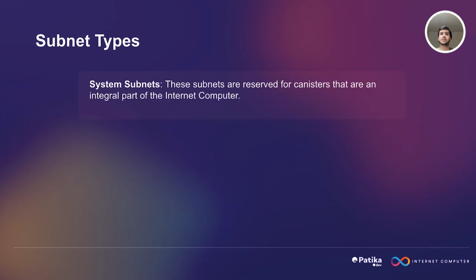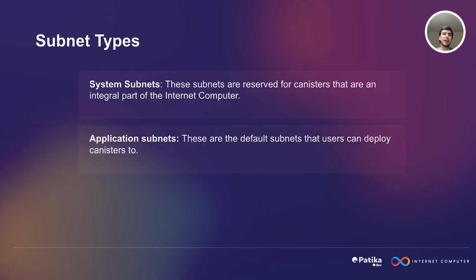First, we have the system subnets. These subnets are reserved for canisters that are an integral part of the Internet Computer. Typically, canisters on these subnets are controlled by the NNS and they don't pay cycles. Users cannot deploy canisters on those subnets. For that, we have the application subnets. These are the default subnets that users can deploy canisters to. But if a user does not provide any specific requirements, a random application subnet is chosen as the destination to create the canister.